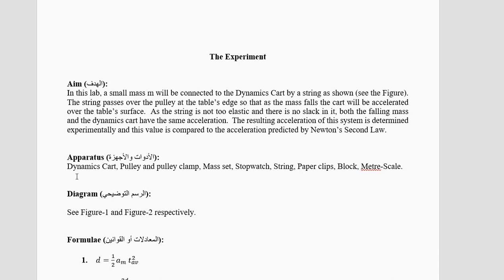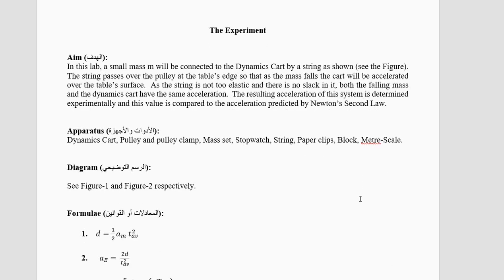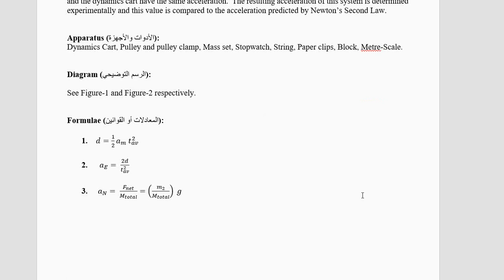Now what is the apparatus which you are going to need? The dynamics cart, pulley and the pulley clamp, mass set, stopwatch, string, paper clips, block and meter scale. Please use the meter part of the scale, do not use inches. Now for the diagram, see figure 1 and figure 2 on page 1.